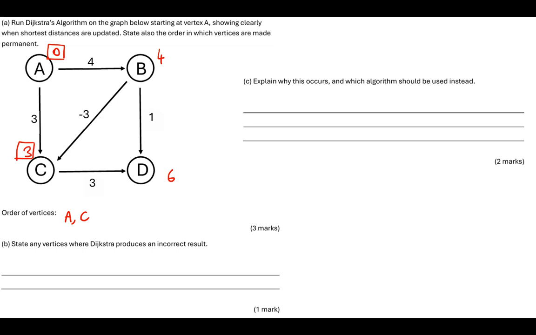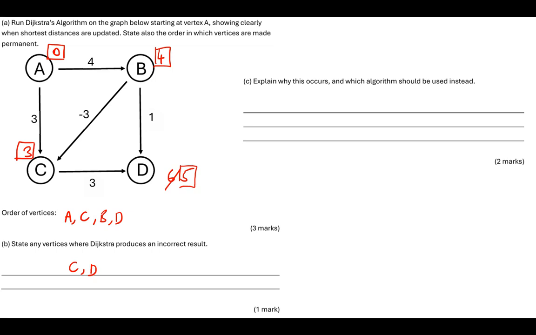Now we look at B and D, and we choose B, being the smallest. So we write B, and then we can see that from B we can get to D using a slightly shorter distance of 5. So that is now our permanent shortest distance. So the order there needs to be A, C, B, and D. And the vertices, and you just get this by inspection, where Dijkstra produces the incorrect result. We can all see that C should actually be 1, so C is wrong. And because C is wrong, it means that D is also wrong, because, well, not because, but it happens that we could do 1 plus 3 is 4 to get to D.